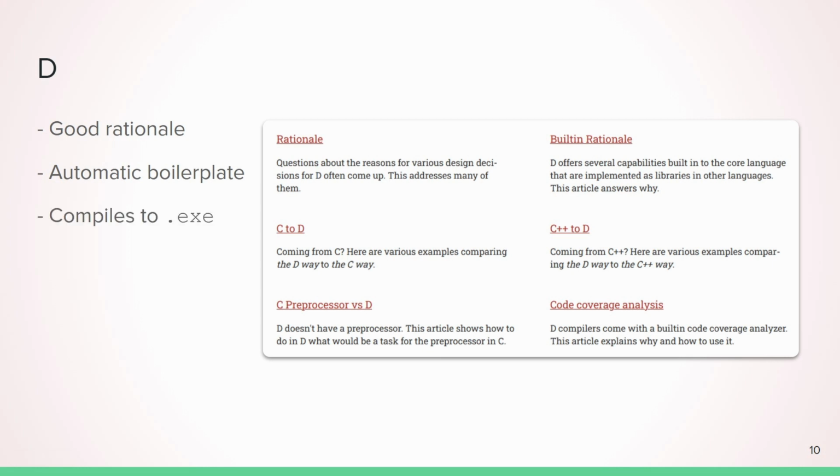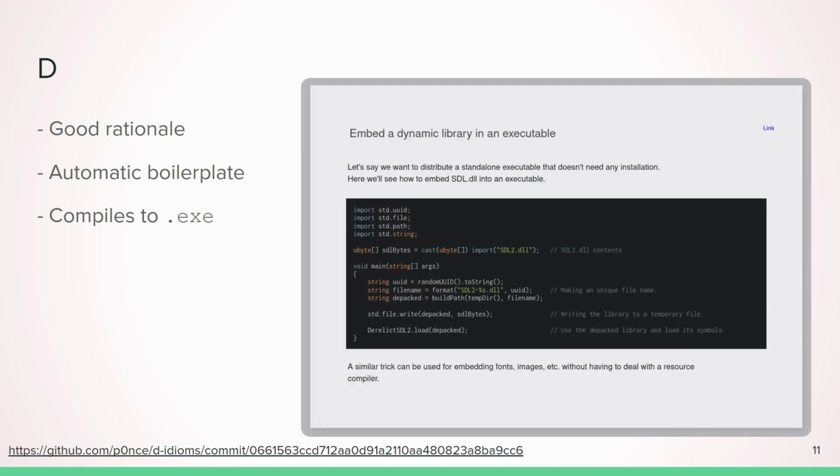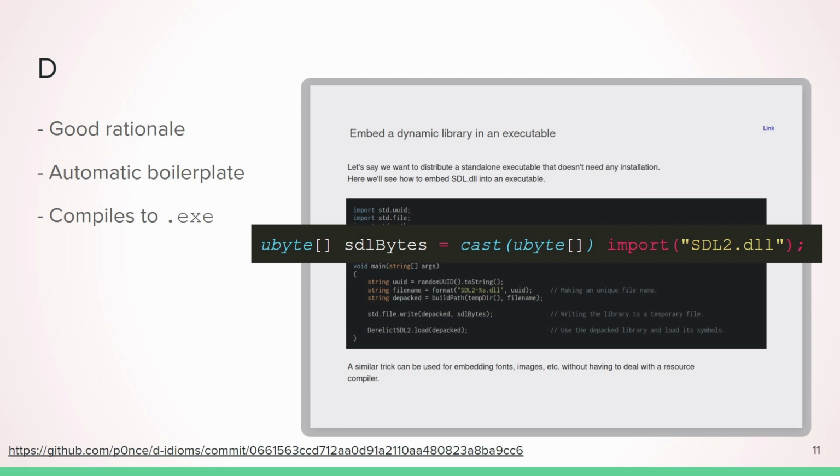And it compiles to .exe, being a native language. And on top of that, on the D idioms block, I found my exact use case of embedding a dynamic library in an executable. And it's as simple as one line of code. You just import, give a file name, and it's as simple as that.